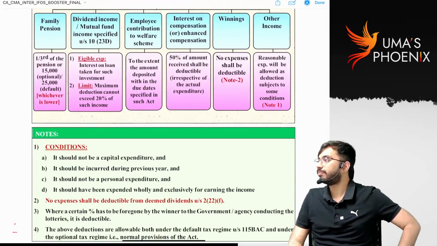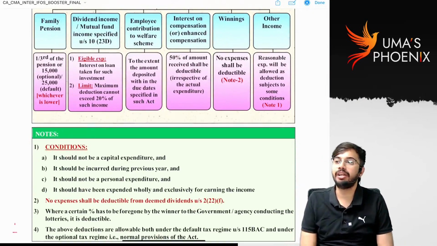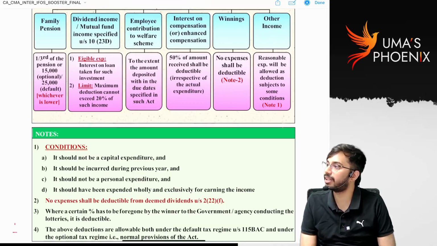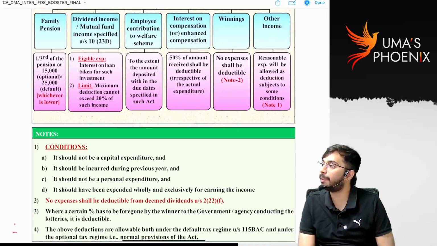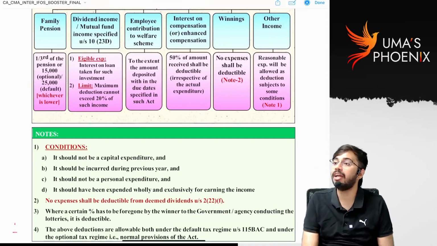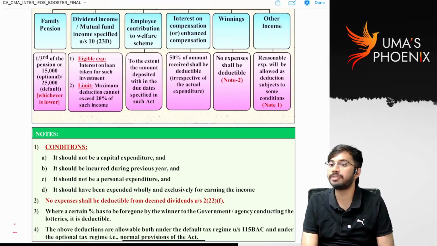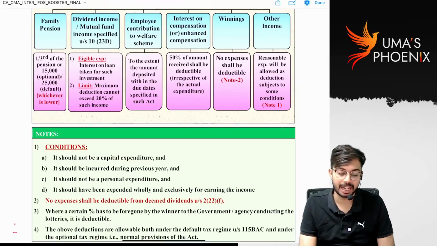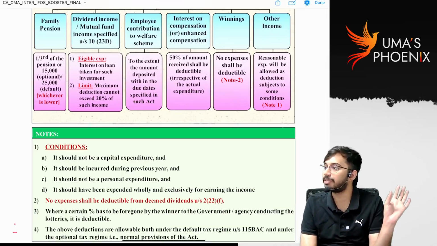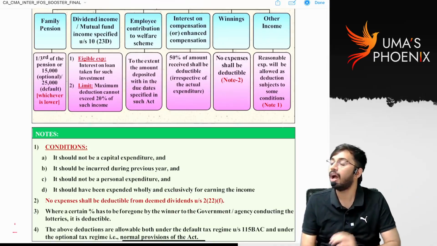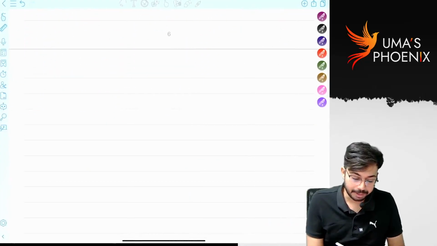Shall I explain? Family pension received is taxable under other sources. Why? There is no relationship of employer and employee between the employer and family members of the employee. That's why whatever family pension is received, it is taxable under other sources. But total family pension is not taxable. You can claim exemption. How much is the exemption?